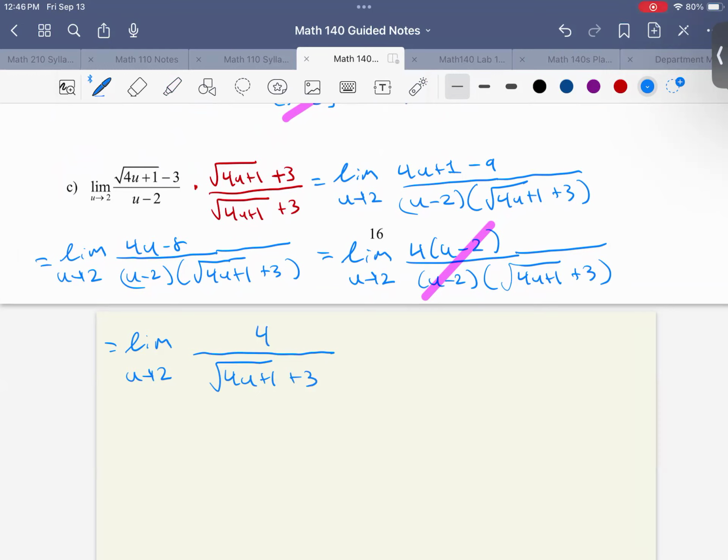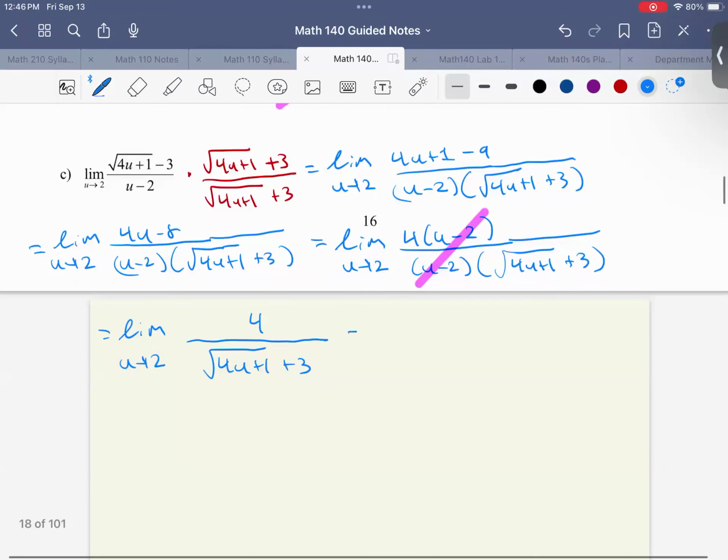So now, is it okay for me to plug in 2? Am I going to get a 0 on the bottom? No way, because there's not even a minus here that would cause that issue. So I can just plug in 2 for u. And notice how I kept writing limit all over again. And now the limit's going to go away because I'm actually plugging in 2.